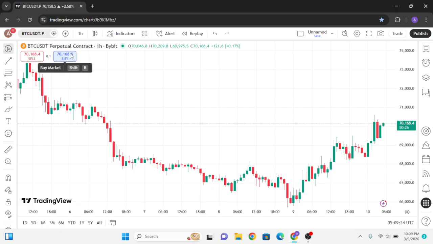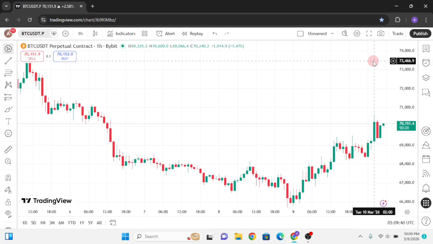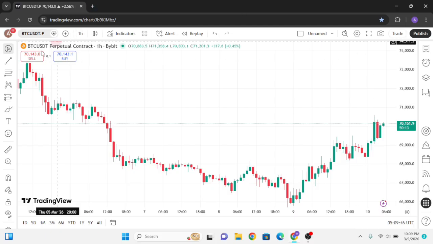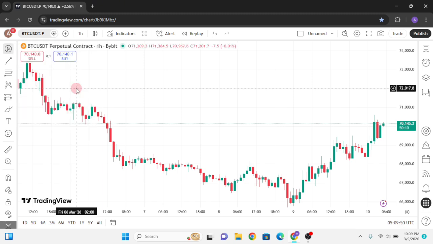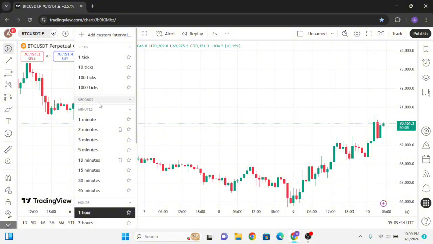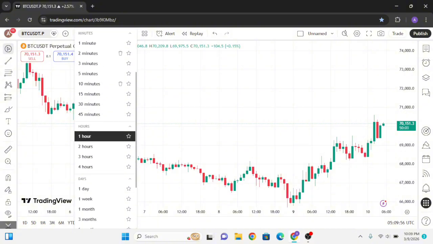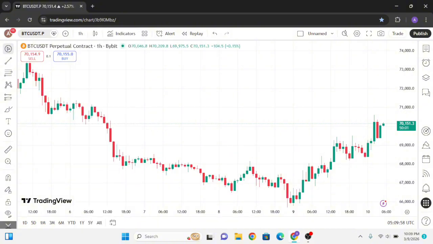On the left of the screen, you see a lot of toolbars here. At the top of the chart, you will see the various time frames. If you click here, we see a lot of time frames from 1 minute, 2 minutes, 3 minutes, and so on. This is where you will set your time frame.